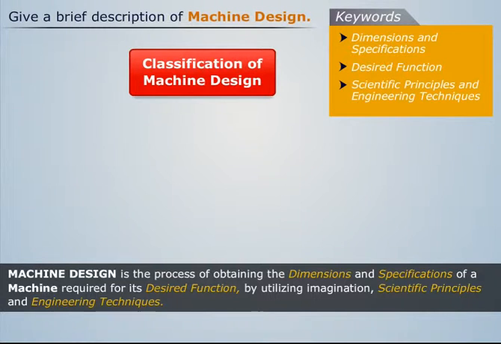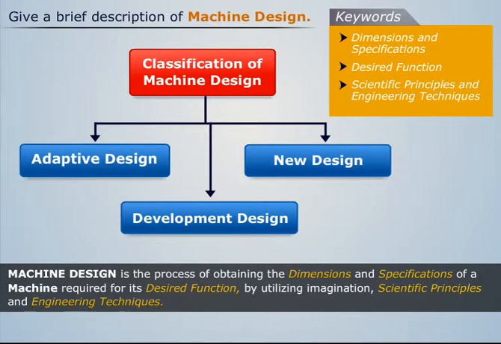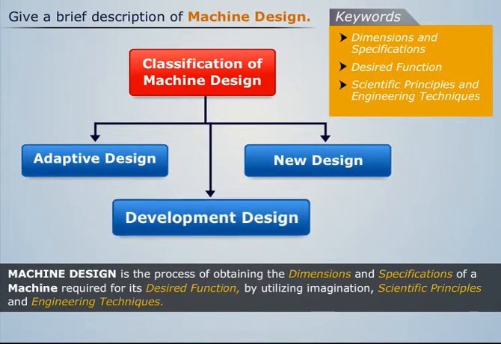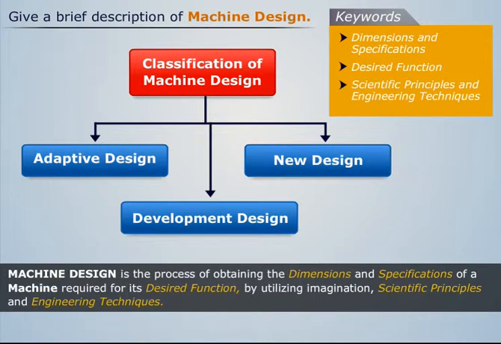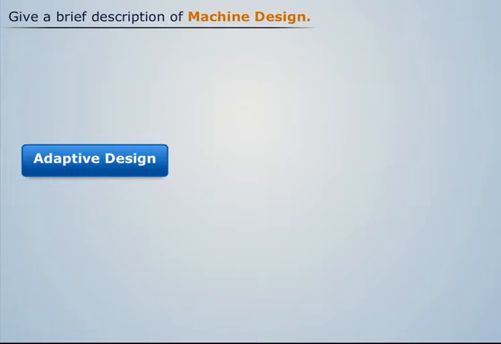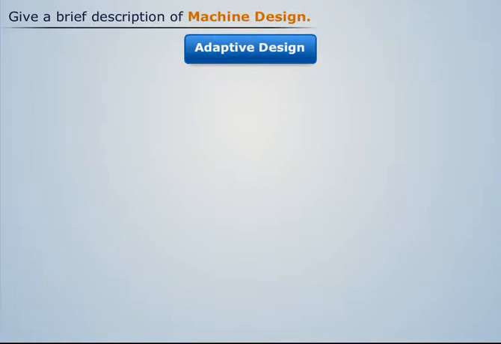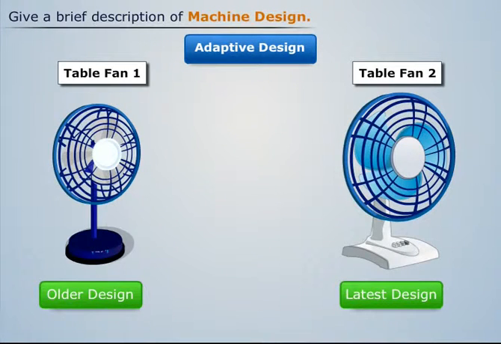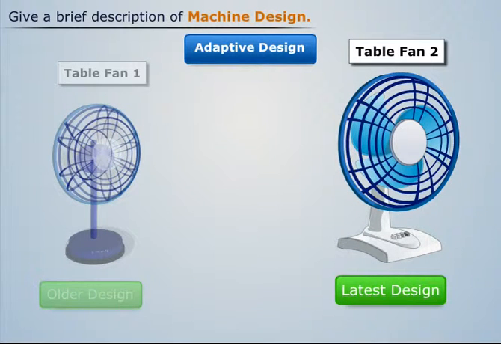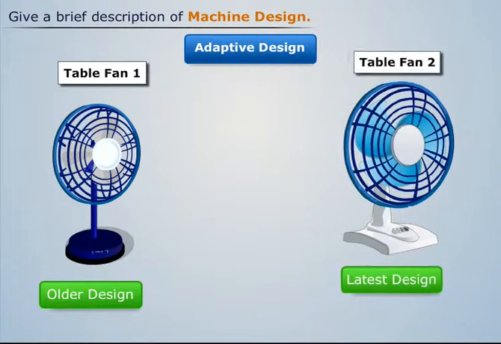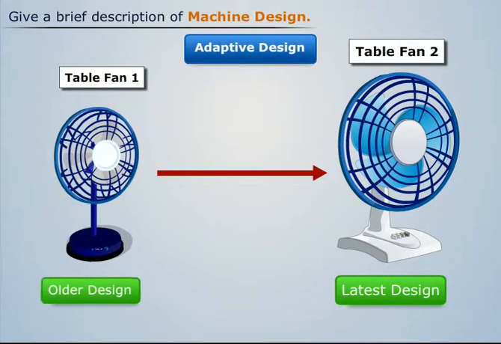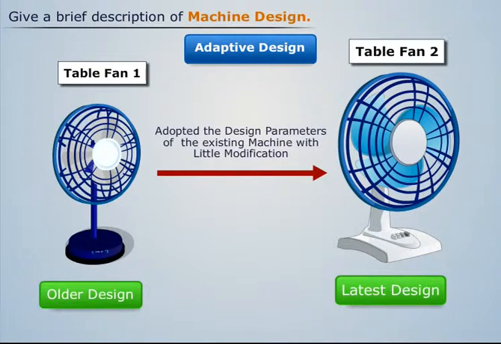Machine design can be classified as adaptive design, development design, and new design. Let us briefly discuss about each of these designs. Let us start with adaptive design. Consider two different table fans. Looking at the second fan, we can clearly say that it is the modified version of the first fan. Here, the second fan has been designed by modifying the first fan. Such type of design where the latest design is obtained by modifying the existing design is called adaptive design.